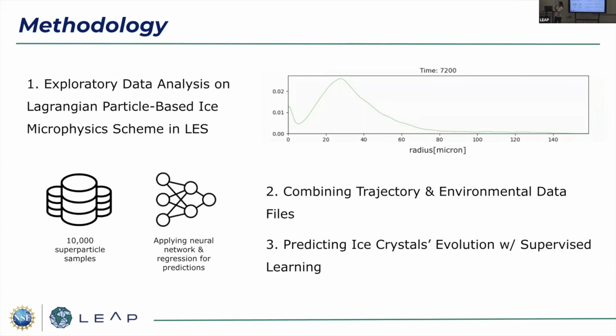On the left, you can see the distribution of the radius sizes over the 36 time steps. Part of the exploratory data analysis was also cleaning the data, so we combined the trajectory and environment data files. Then for my specific project, I looked into predicting ice crystal evolution with supervised learning, and I used 10,000 superparticle samples.